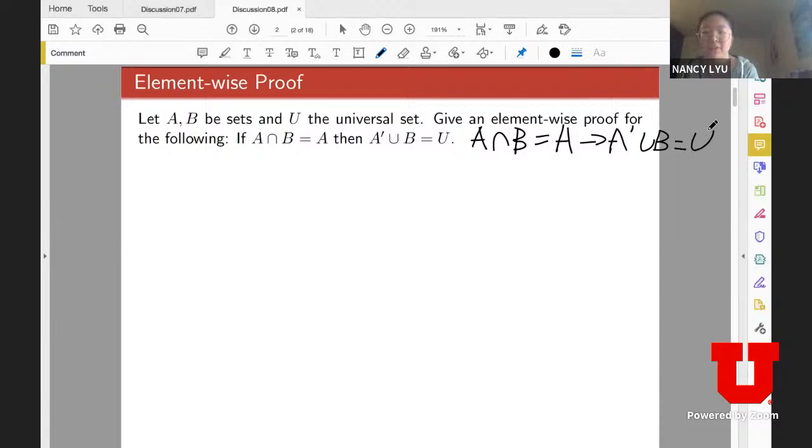A intersect B is A implies the complement of A union B is the universal set. So what is the general strategy we use for proving set equality? Anyone want to answer?